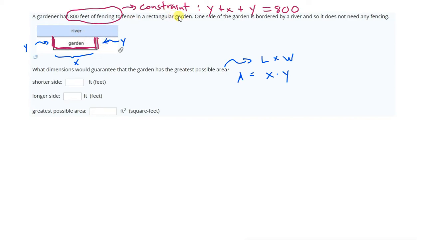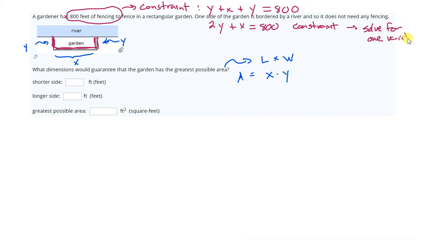All right, so that means 2y plus x is 800. So that's my constraint. We want to incorporate that constraint into this function that we're trying to maximize, and that will help us to, first of all, eliminate a letter, and secondly, it will make sure that we're not picking arbitrarily big numbers. So the way to do this is take your constraint and solve for one variable, whichever one's easier. Solve for one variable.